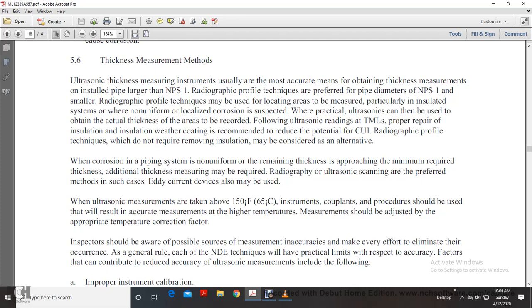In particular, it is practical to use ultrasonic to obtain the thickness with the recorder. Following ultrasonic readings at thickness measurement locations, proper repair of the insulation weather coating is recommended to reduce the potential for corrosion under insulation. Radiographic profile techniques, which do not require removal of the insulation, may be considered as an alternative.